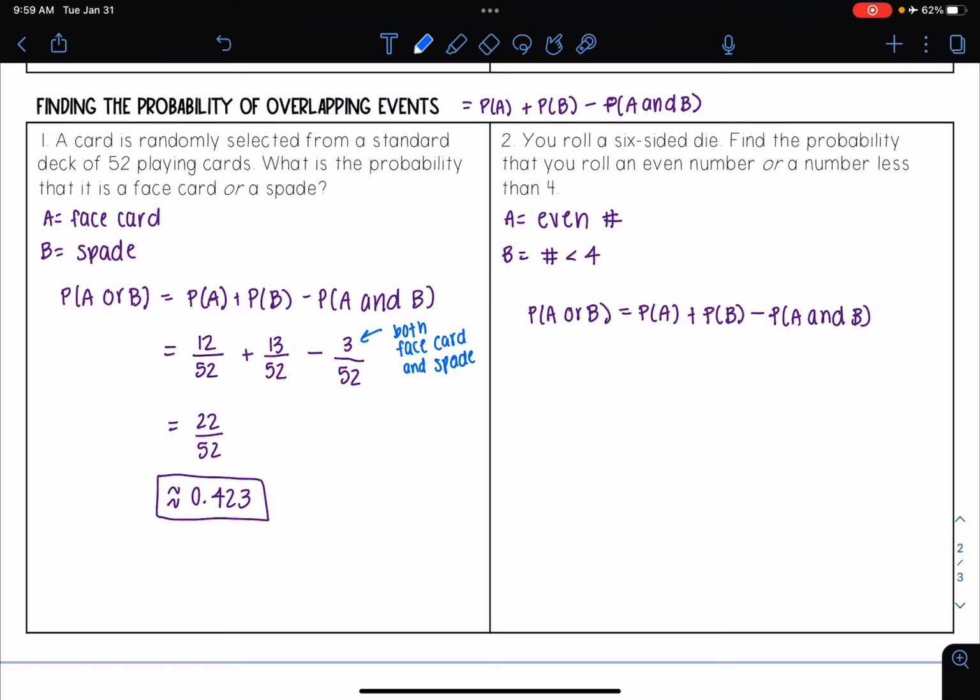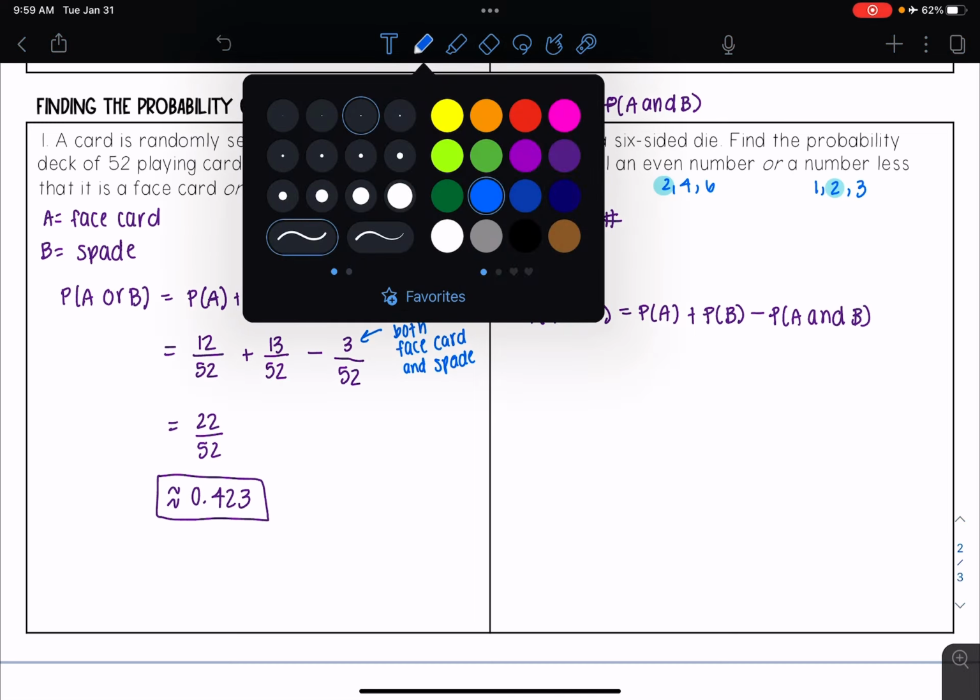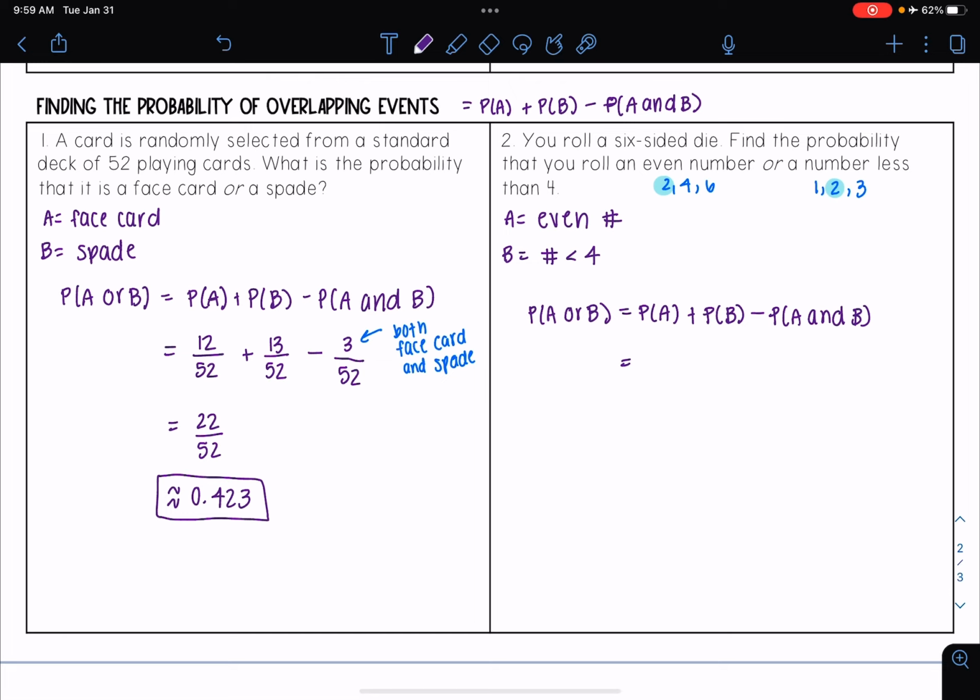And I know this because this is overlapping. So if I list the even numbers, I see that those are going to be 2, 4, 6 on a 6-sided die. And numbers less than 4 are going to be numbers 1, 2, and 3. So I see they both share the event of 2. And so plugging in my probabilities, for the probability of A, I see there's a total of 3 events under A. So this is going to be 3 out of 6. For the probability of B, again, there's a total of 3 events for B.